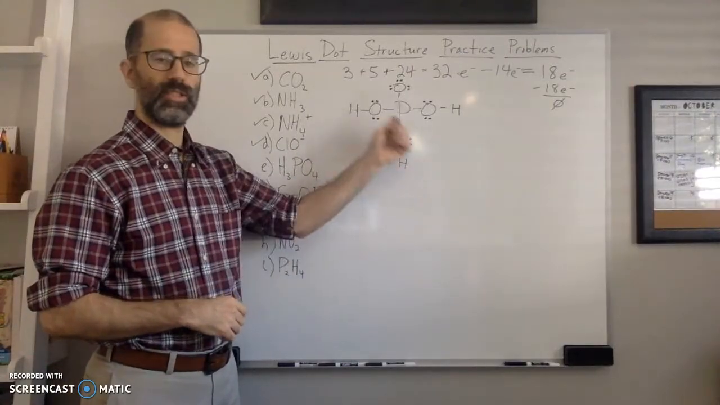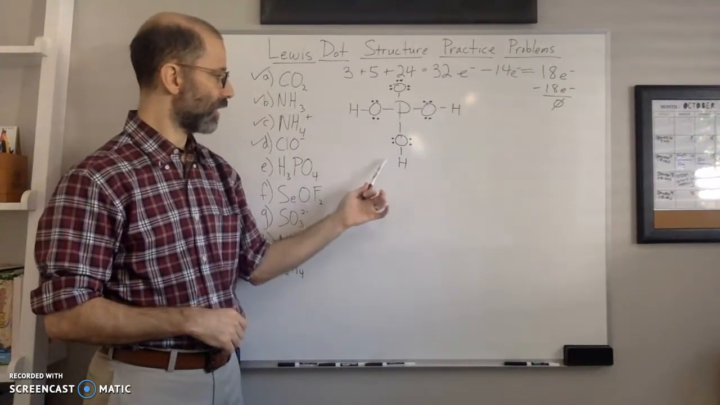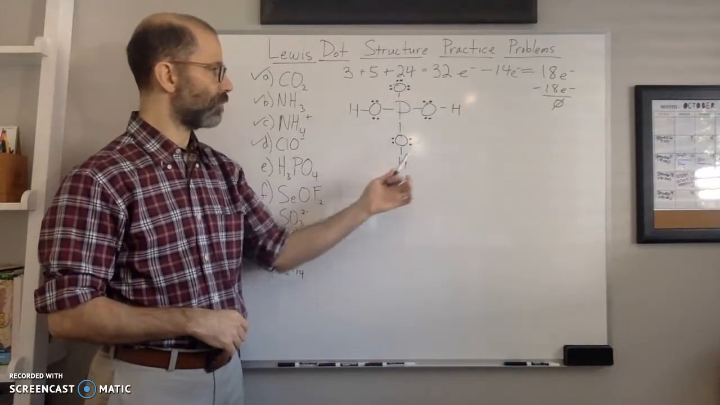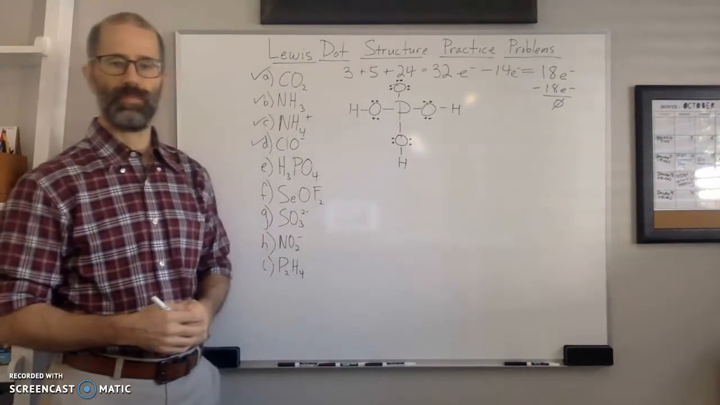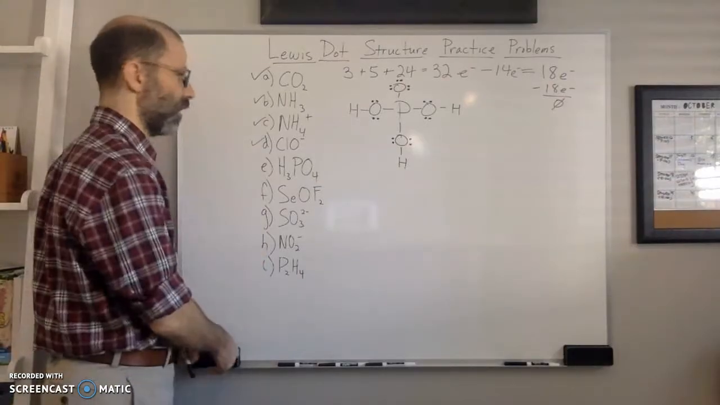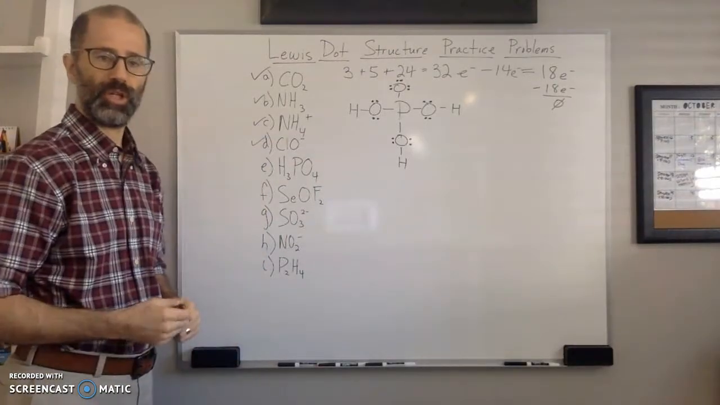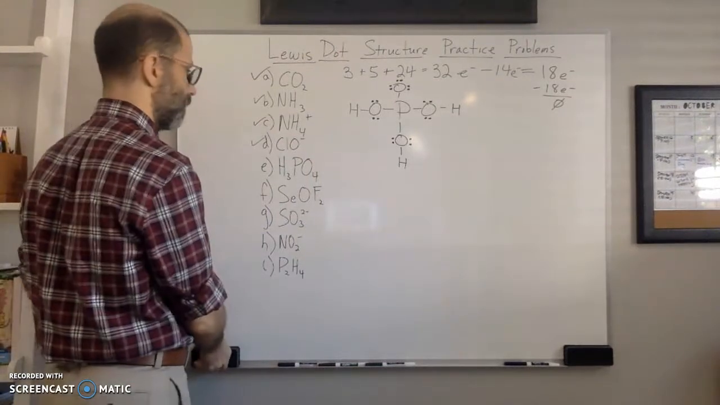So this is legitimate for now, right? Everyone's got an octet, everyone's got a duet, everyone's happy. So this would be a legitimate Lewis dot structure. So we'll leave it there. I'll come back to this in another video when we talk about formal charge. Okay.